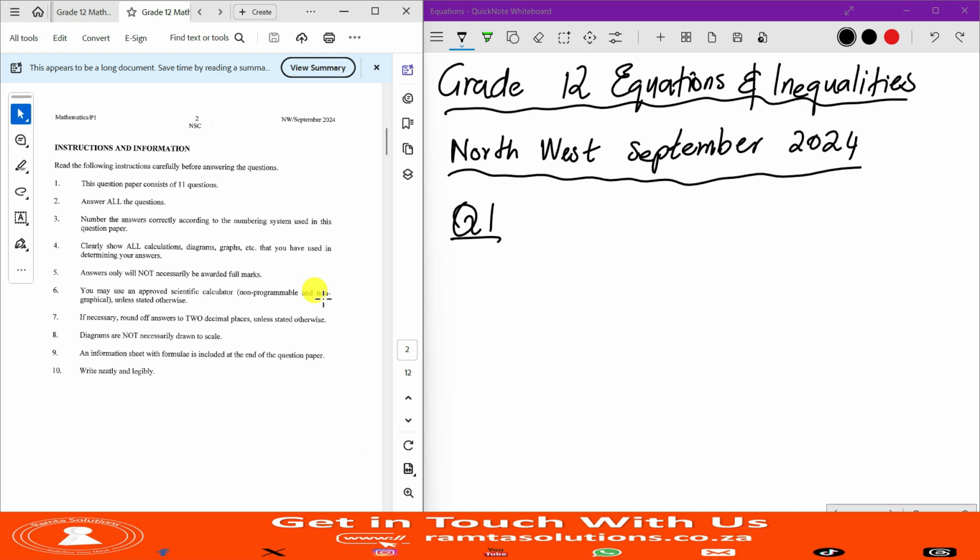Instruction number 5: answers only will not necessarily be awarded full marks. That's very key. Instruction 7: if necessary, round off answers to 2 decimal places unless stated otherwise. Instruction 9: in case you use the quadratic formula, an information sheet with formulas is included at the end of the question paper. Instruction 10, of course, this one is very key.